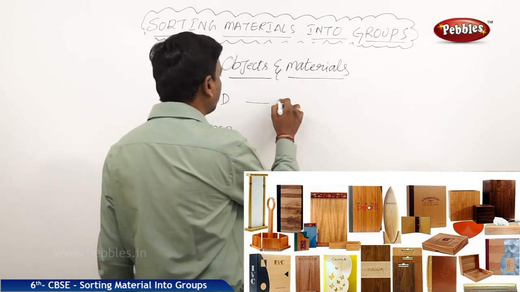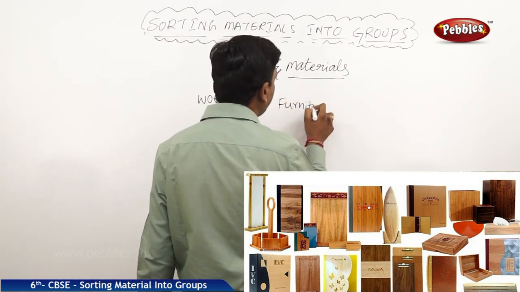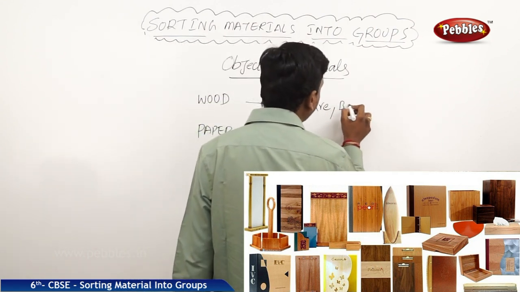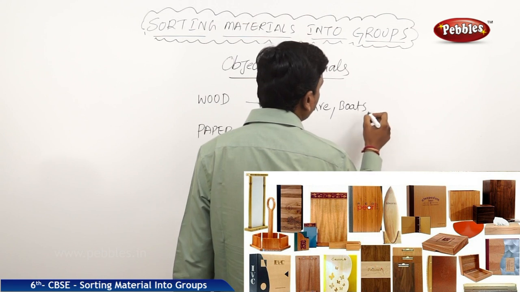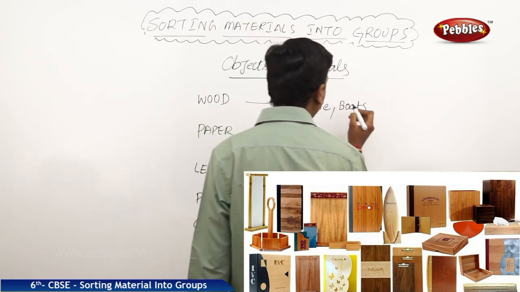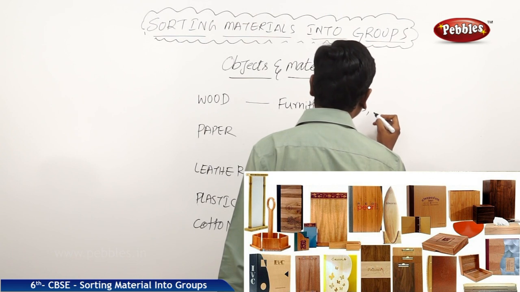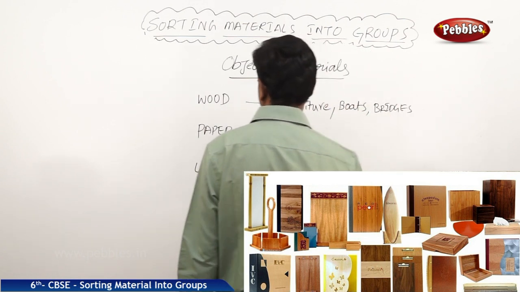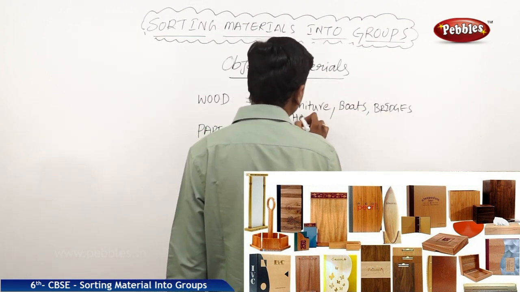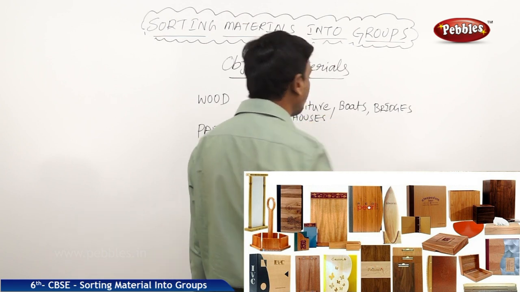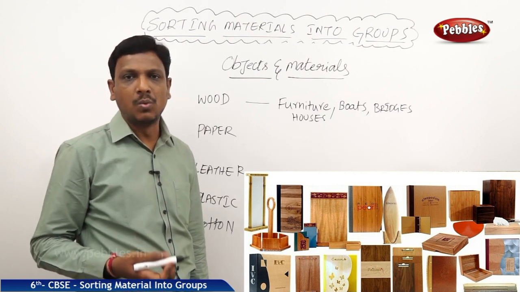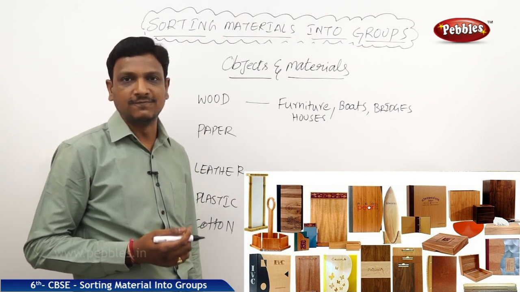So all the furniture can be made with wood. And wood is used to make boats and ships. It is used to make the furniture, and it is used to make bridges, wooden bridges, and the wood is used to make houses. Apart from this, so many items are made, household items, kitchenware, whatnot, so many things are made out of wood.